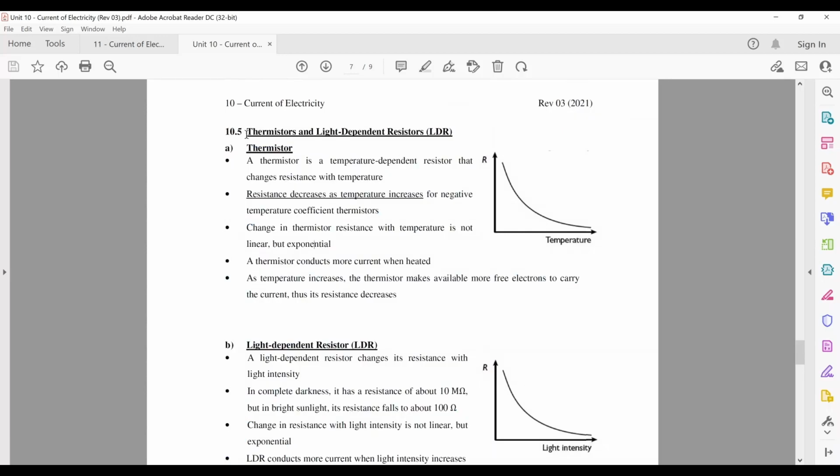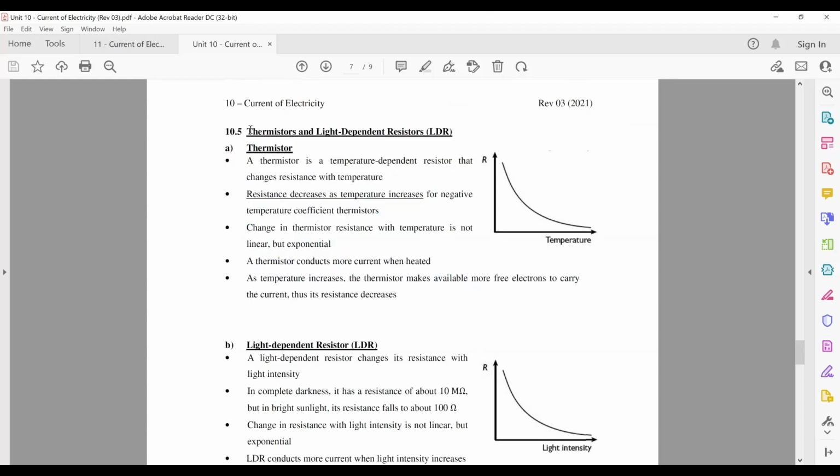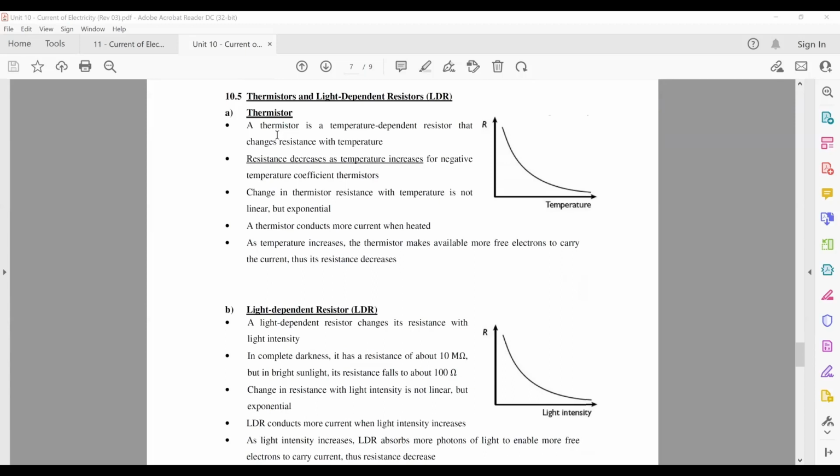Now this one is talking about resistors also. You have two special kinds of resistors inside your syllabus. You actually learned this in A2 last time, but they've decided to add it inside your AS again. So now you have something called thermistors and light dependent resistors. Both are resistors, but these resistors have resistance that changes with certain things. The first one is the thermistor. A thermistor is just a temperature-dependent resistor that changes resistance with temperature.